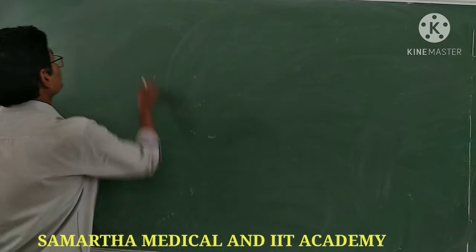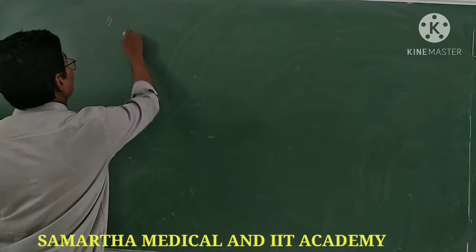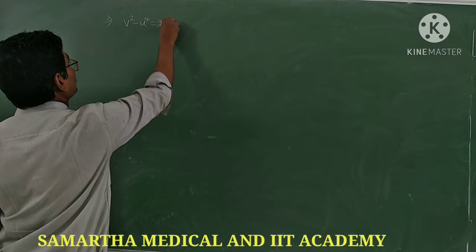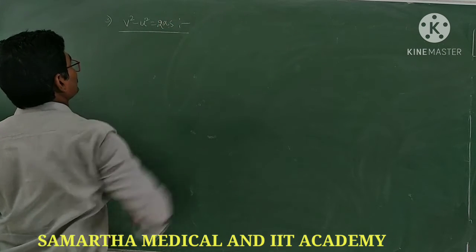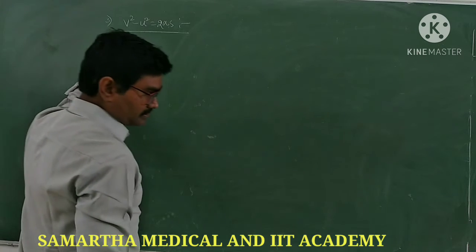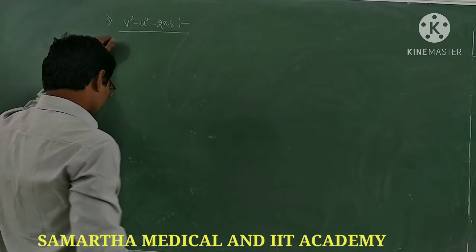Next derivation, the third one: v square minus u square equal to 2as. This is the third derivation. So how to do this? By the graphical method. Look at this.